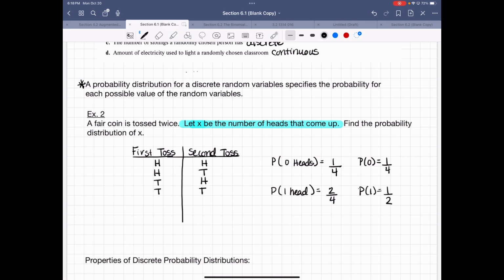So let's talk about the probability of 2 heads. Okay, what's the probability that I get 2 heads? 1/4, okay? So the probability of 2 is 1/4. What do you notice if we add all those up?